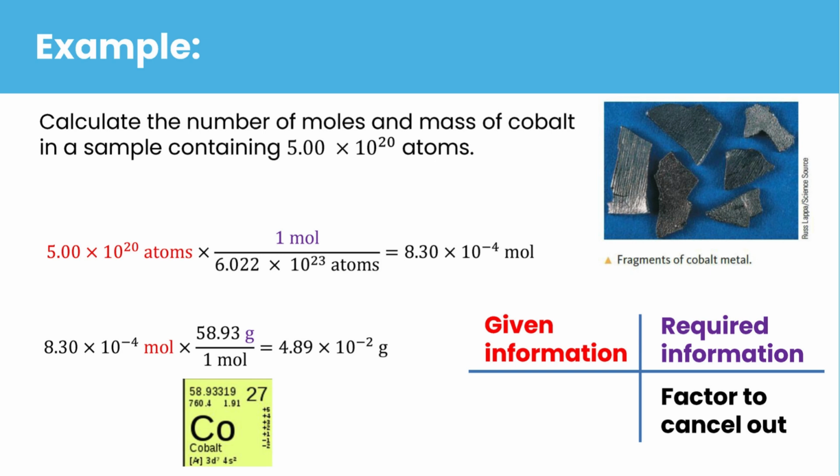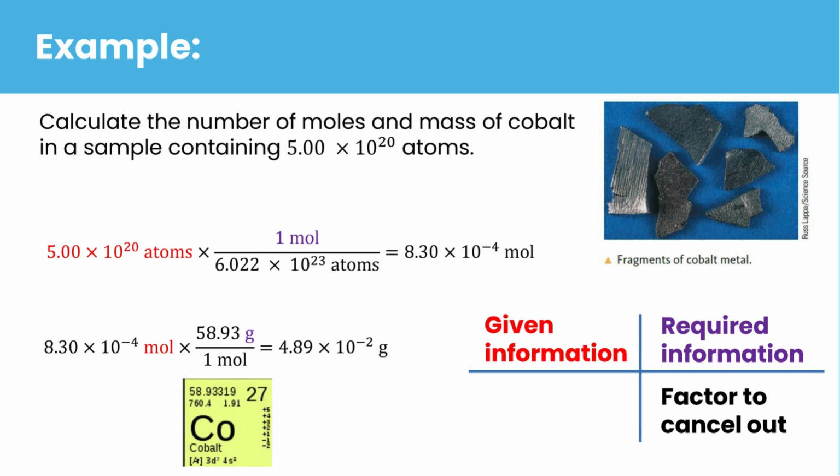Step 2, moles to grams. Use molar mass. Yep, cobalt's molar mass is about 58.93 g/mol, according to the source. So 8.30 × 10^-4 mole times 58.93 g per 1 mole. Moles cancel. Leaving grams, and the answer was 4.89 × 10^-2 grams, less than 0.05 grams. That's it. Shows you just how many atoms are in even a tiny speck of material. Wild. Okay, what about going the other way?